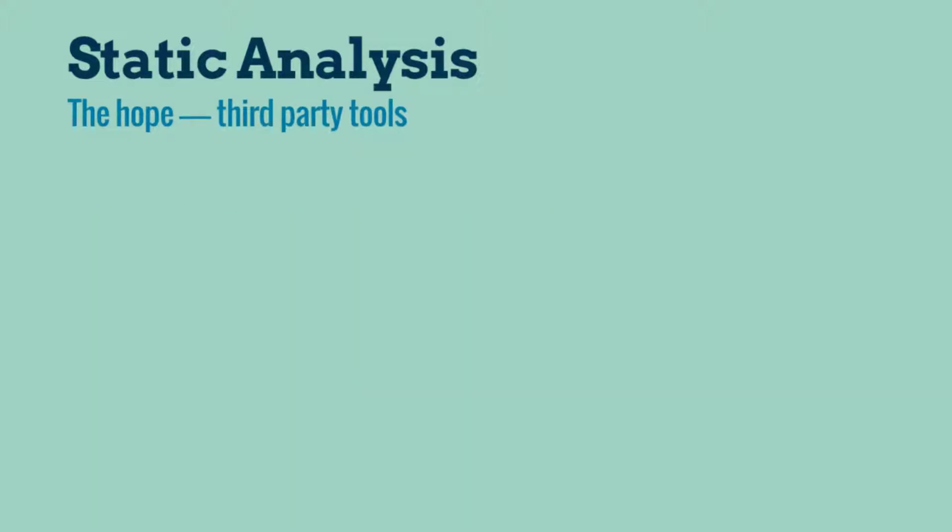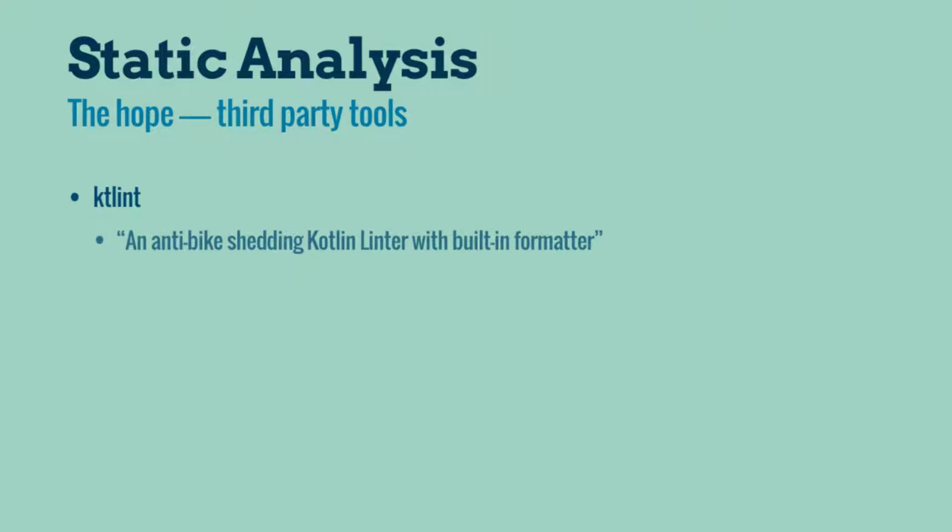But there's some hope. Not all hope is lost at this point, because there's some third-party tools that, as developers that do Kotlin, we can use. The first one is ktlint, which is an anti-bikeshedding Kotlin linter with built-in formatter. We'll see what that actually means in a second. Then there is Detekt, which is static code analysis for Kotlin. Those are just the taglines from the GitHub repos, simply. And then there's SonarQube, which is sort of a mixed bag at this point.